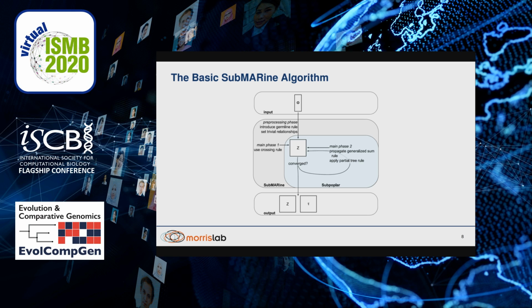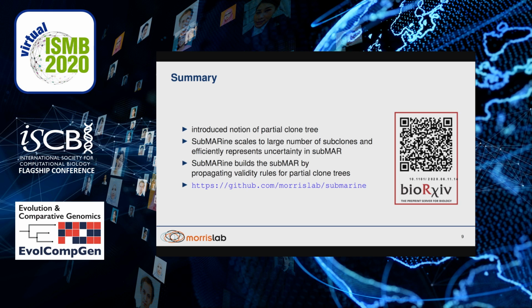Next to the basic version of SubMARine, we also implemented an extended version that takes subclonal copy number operations into account. In our work, we introduced the notion of a partial clone tree. SubMARine scales to a large number of subclones and efficiently represents uncertainty in the subMAR. SubMARine builds the subMAR by propagating validity rules for partial clone trees.